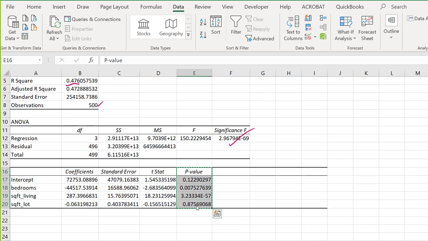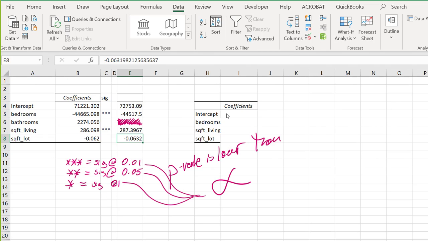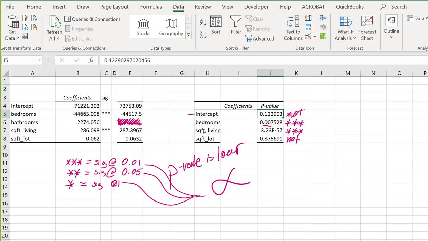Control C, let's put it here, Control V, and I do the exact same thing. This one is not significant, it gets nothing. This one is significant at 0.01, it gets 3 stars. This one's good, 3 stars. This one, I can't read it. Not significant. The intercept will always be there, you just leave it alone.